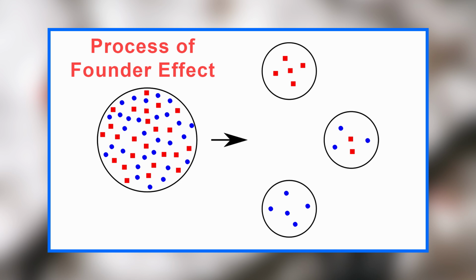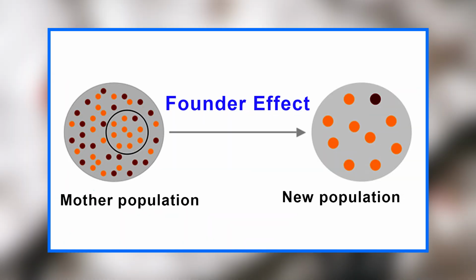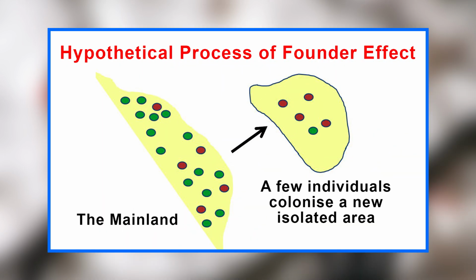These founders carry only a limited portion of the parental gene pool. Their gene pool may contain certain alleles in a very low frequency or may lack a few alleles. In the founder effect, a new population is founded in a new location due to physical or geographical barriers. The new population formed does not interact and mate with the original population. So the new colony is isolated from the original population and the founding individuals may not represent the full genetic diversity of the original population. As a result, the allelic frequencies of the new population will be different from the original population.